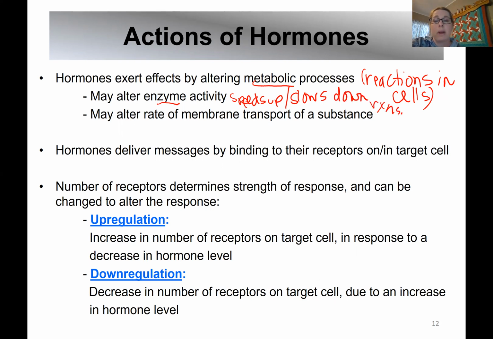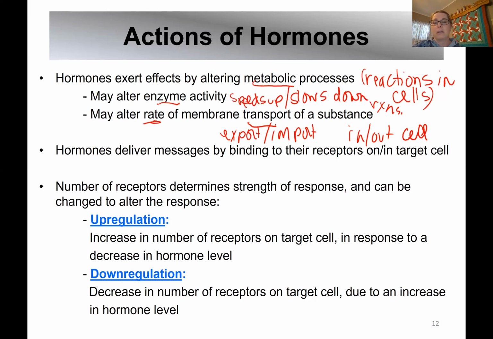Another way that hormones can change what's going on in the cell is to alter the rate, how fast or how slow things are going to be exported or imported into or out of the cell. Cells produce products and they ship those products to other places that need it. So is export sped up or is it slowed down? Have they brought the substances in really well or not?